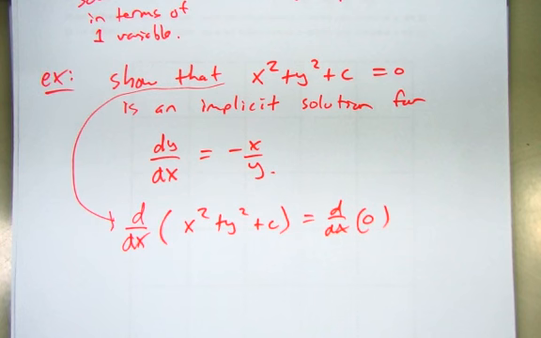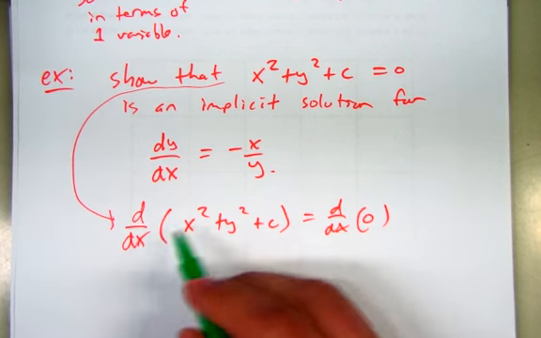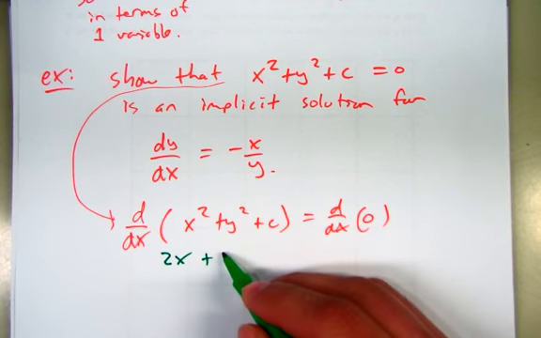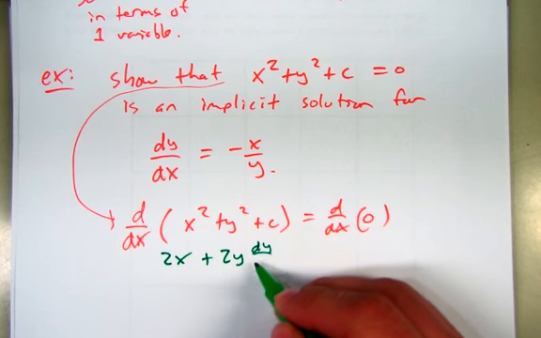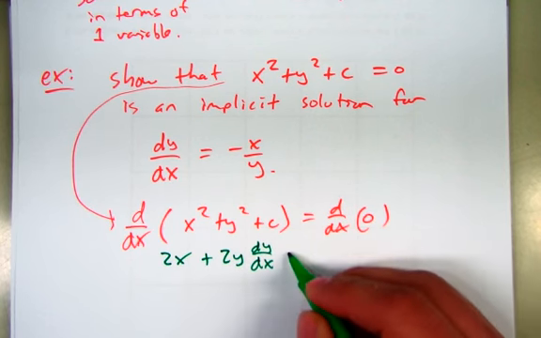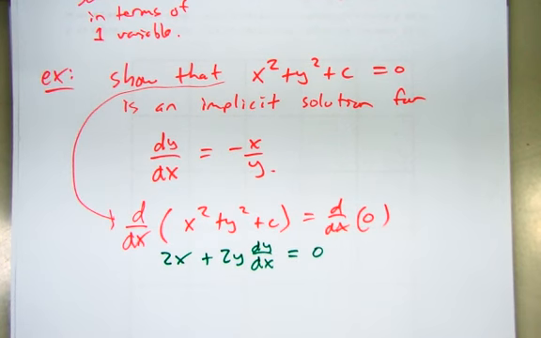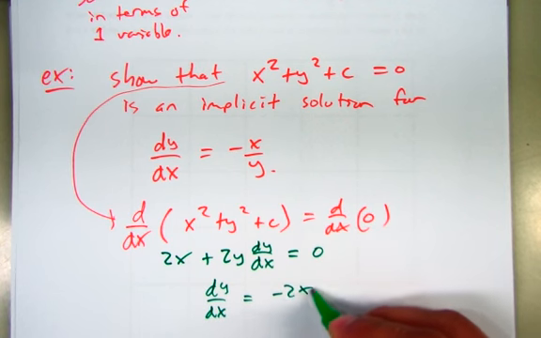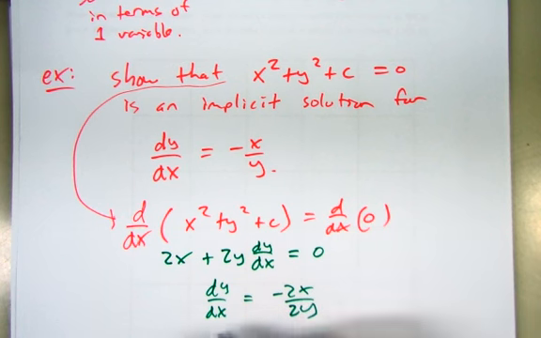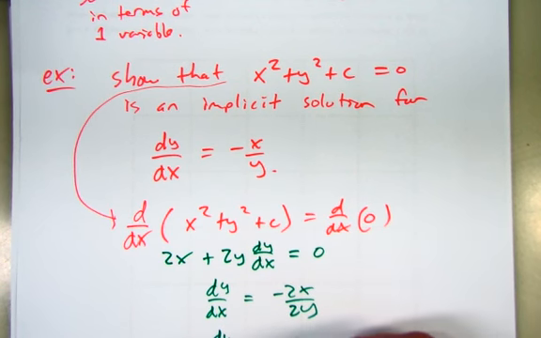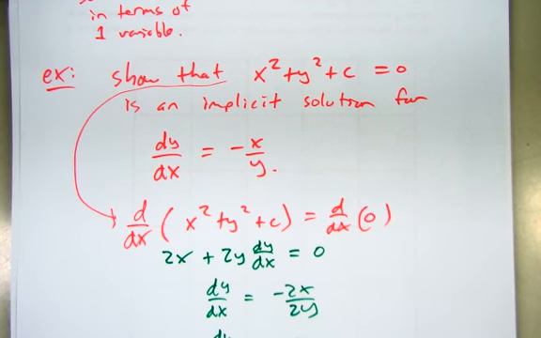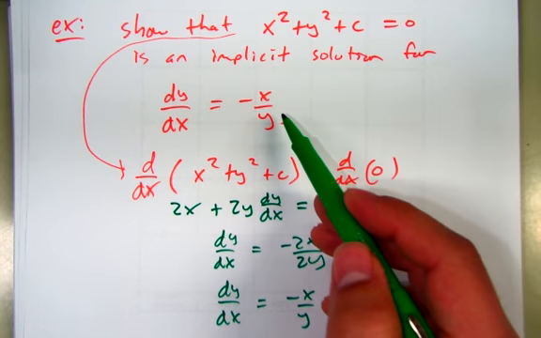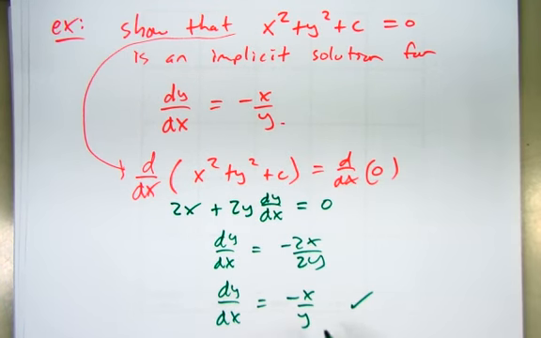So if we're finding dy dx implicitly, the first term would just be 2x plus 2y times dy dx. The derivative of a constant is 0. The derivative of 0 is certainly 0. And if you isolate dy dx, you get minus 2x over 2y, which is exactly the same as minus x over y. So this verifies that this implicit function does satisfy the differential equation. Okay?